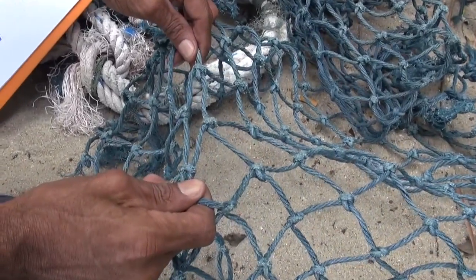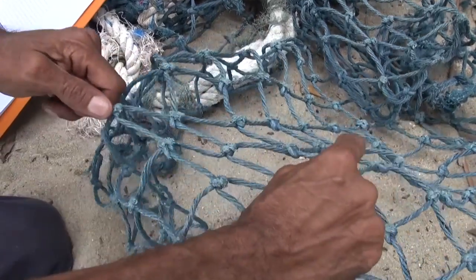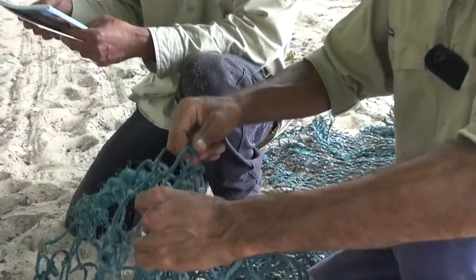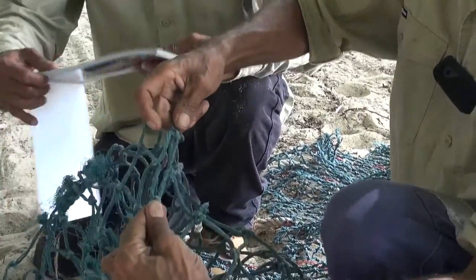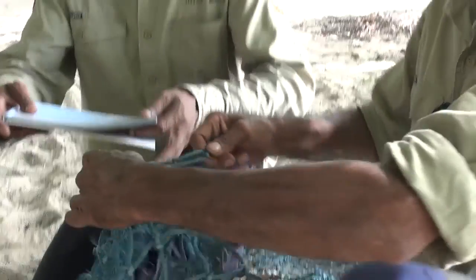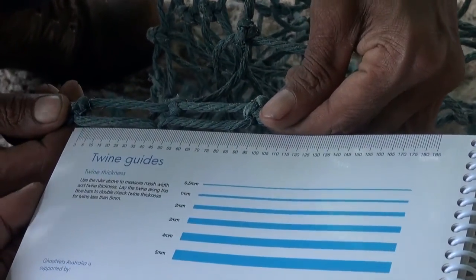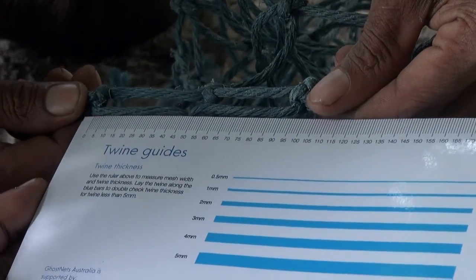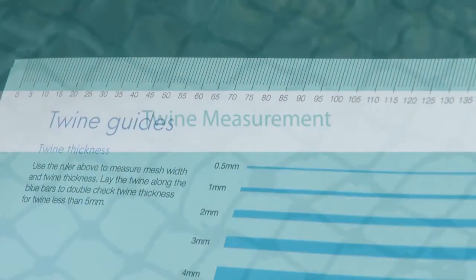The second way of measuring a mesh is to pull it close so that 2 knots meet in the middle. The way we go about measuring it is pulling it apart like that, and from the inside to the inside, that's what we measure on this ruler. So in this case, it's about 90 to about 95 millimeters.